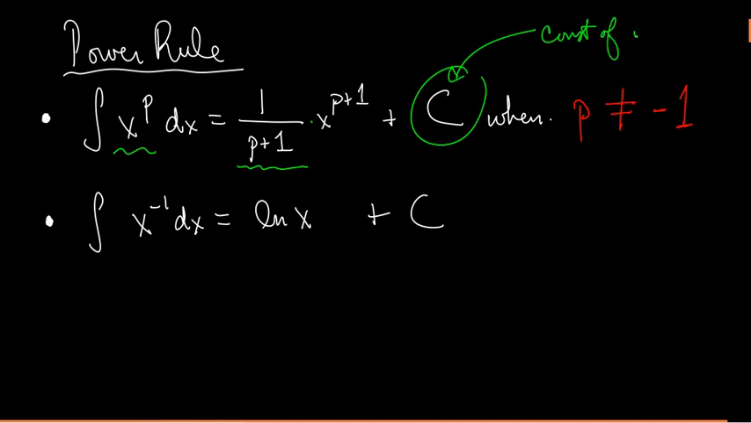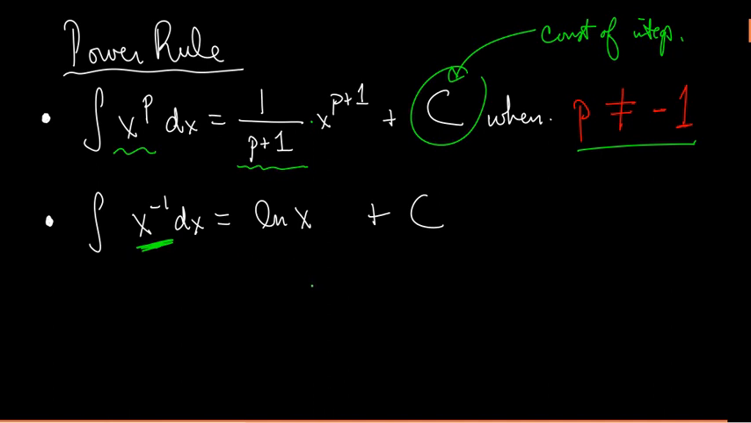Now, notice that this only works when p is not equal to -1. Why is that? Because when you integrate x to the p, you get p plus 1 in the denominator. And whenever you divide by a number, you know you can't divide by 0. P equals -1 is exactly what makes that denominator 0. So this formula is only valid when p is not equal to -1. So what happens when p does equal -1? Well, the formula actually becomes this. It becomes the integral of x to the -1 is equal to ln of x.